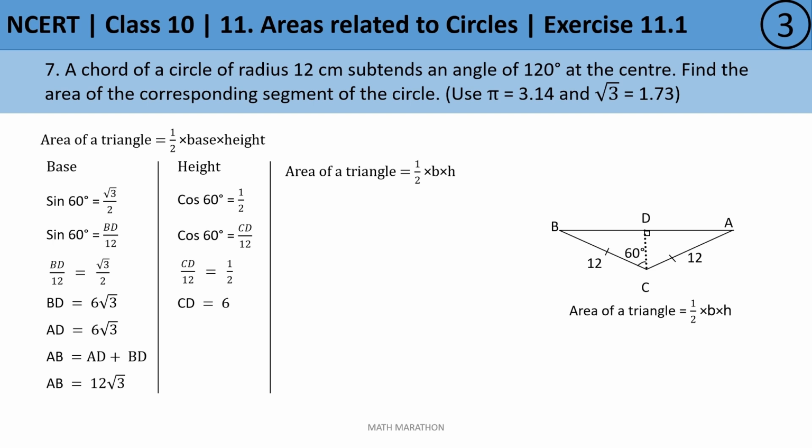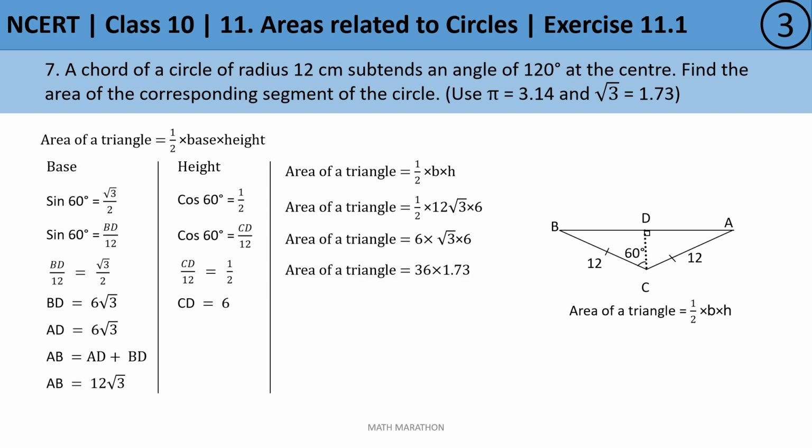Now, let us find area of triangle. Area of triangle is equal to half of base multiplied by height. Area of triangle is equal to half of base, which is 12 root 3 multiplied by height, which is 6. Area of triangle is equal to 6 multiplied by root 3 multiplied by 6. Area of triangle is equal to 36 multiplied by 1.73. Area of triangle is equal to 62.28 centimeter square.